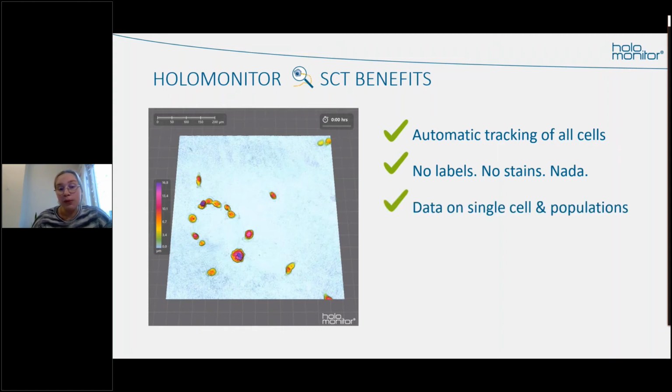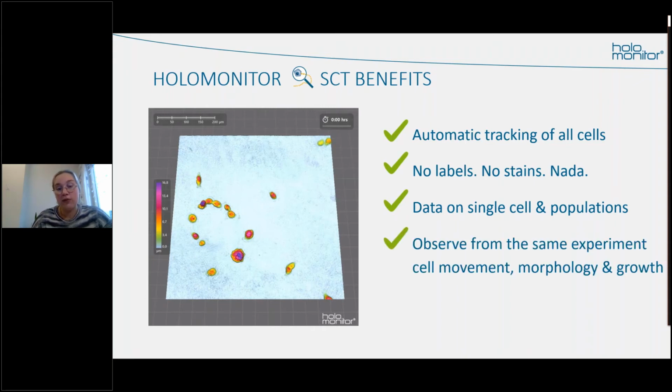You can explore both individual cell and cell population behavior over time within the same experiment, as well as monitoring both changes in cell movement and morphology in the same experiment at the same time. Lastly, it will save you time with an easy-to-use software.